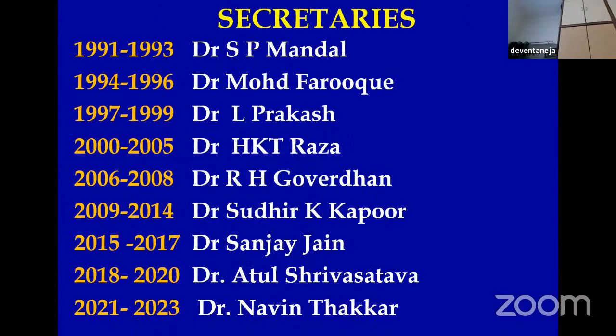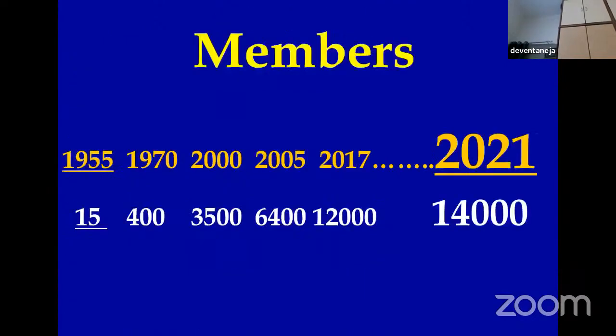You can see this. In 1955, when we started our association, we had about 15 members. And in 2021, we have 14,000-plus members. So our body is now a very strong body. We do a lot of good work, and our journal is now an indexed journal and has been rated in the orthopedic world as one of the finest journals.